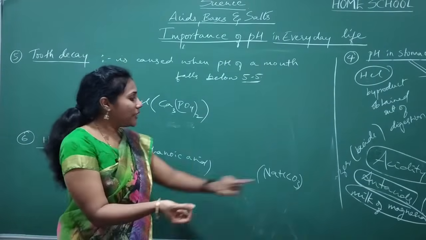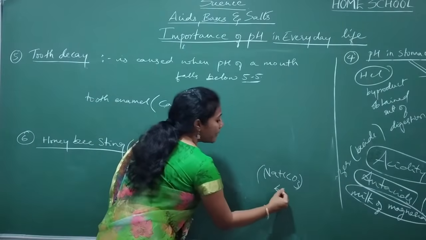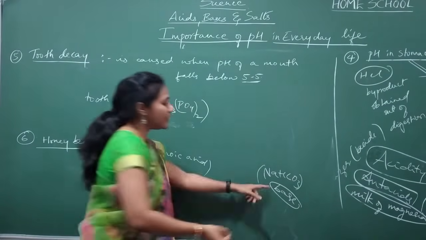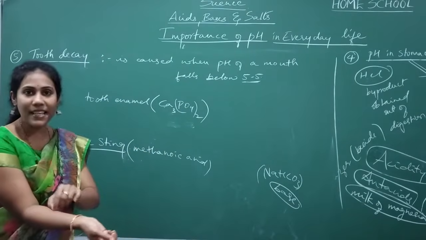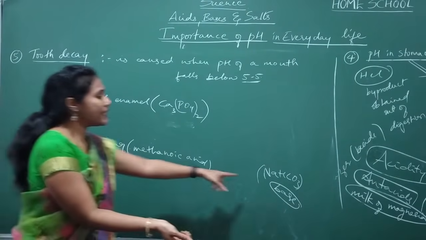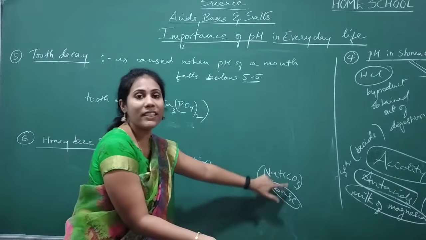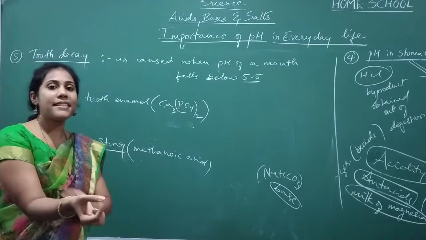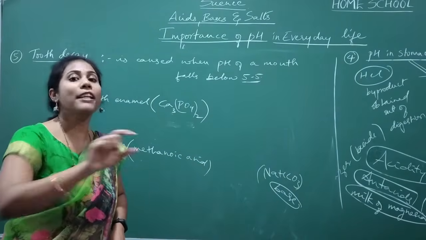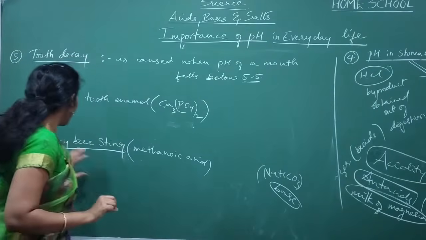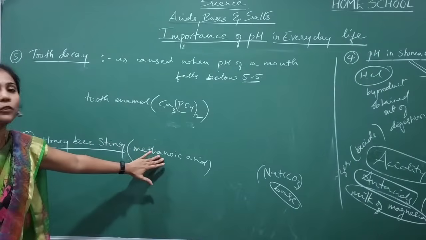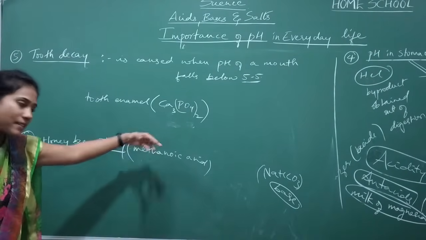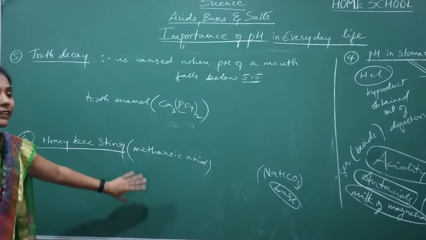Then at that point of time, this is a base. When you rub that area with a base, it becomes neutralized. That methanoic acid, whatever is there in your skin, becomes neutralized by rubbing with this. That's how, to some extent, pain can be relieved. Got it? So that is about the honeybee sting. Honeybee sting contains what acid? Methanoic acid.